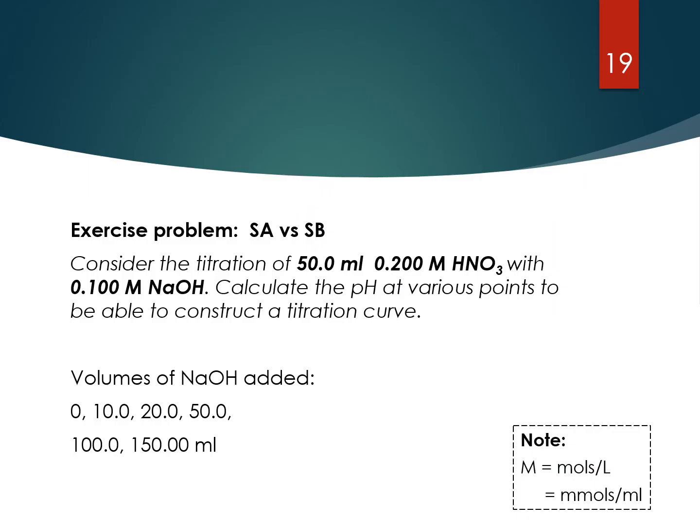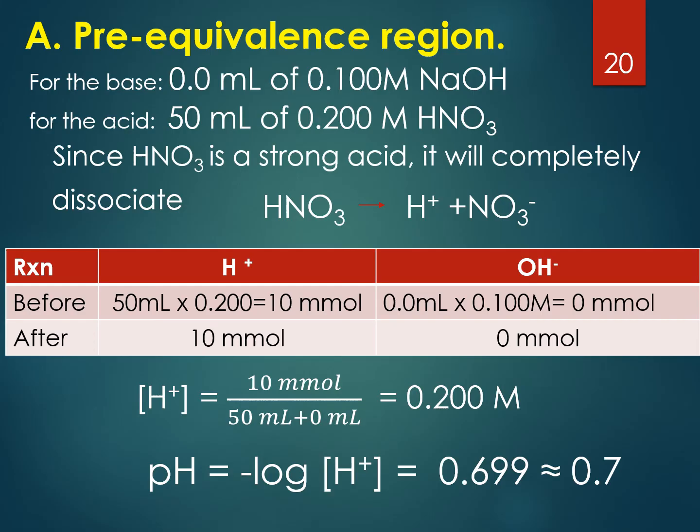Okay, so we have this problem. Consider the titration of 50 ml of 0.2 molar nitric acid with 0.100 molar zinc hydroxide. Calculate the pH at various points and then construct a titration curve. We have volumes of titrant added at 0, 10, 20, 50, 100, and then 150.